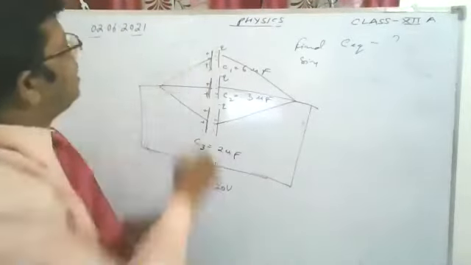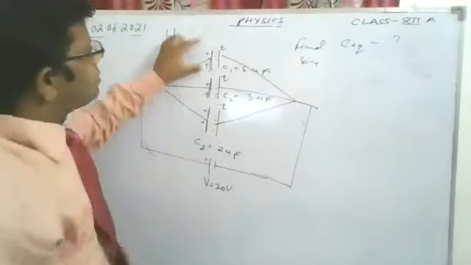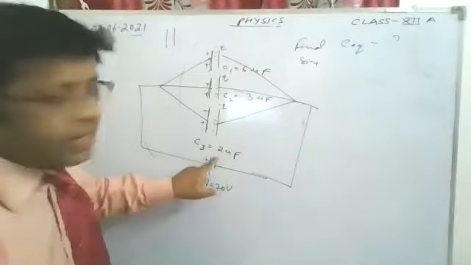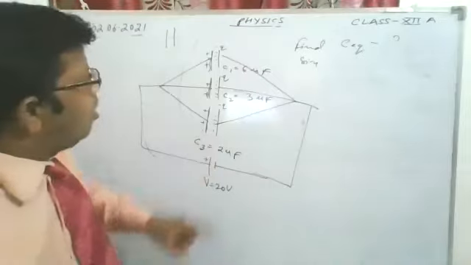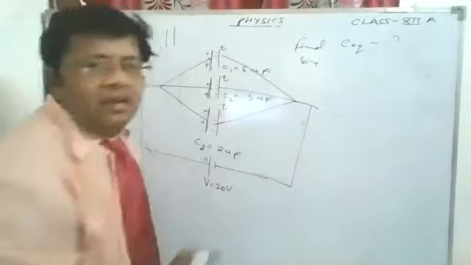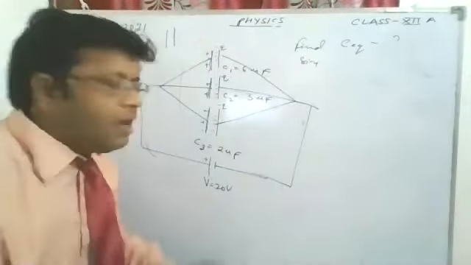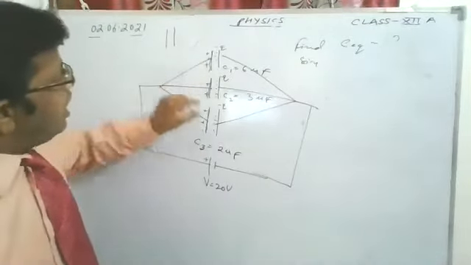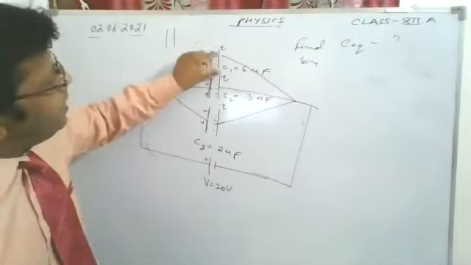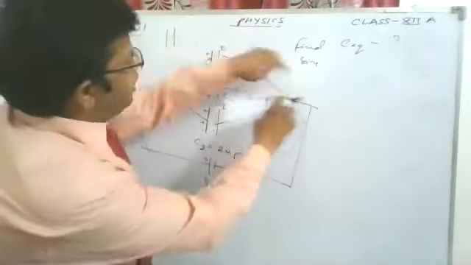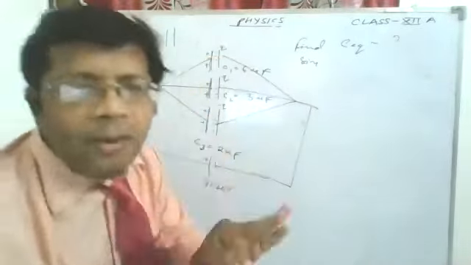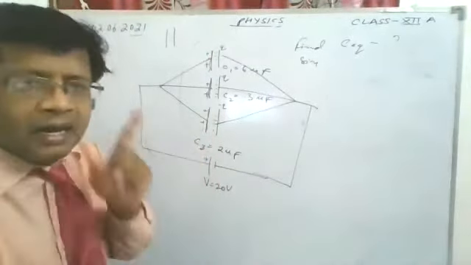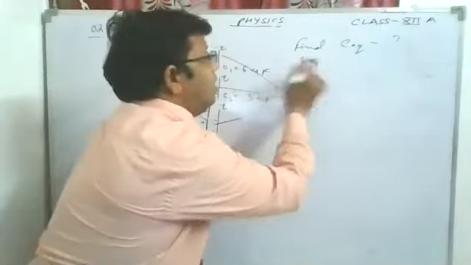This is the symbol of, beta, what? Capacitor. This is the first capacitor C1. This is the second capacitor C2. This is the third capacitor C3. All are connected in parallel. What is a parallel combination? When all the positive terminals are connected at the same point and negative plates are connected at the same other point, this type of combination is called what? Beta, this connection is called parallel. And in parallel we have derived this formula.